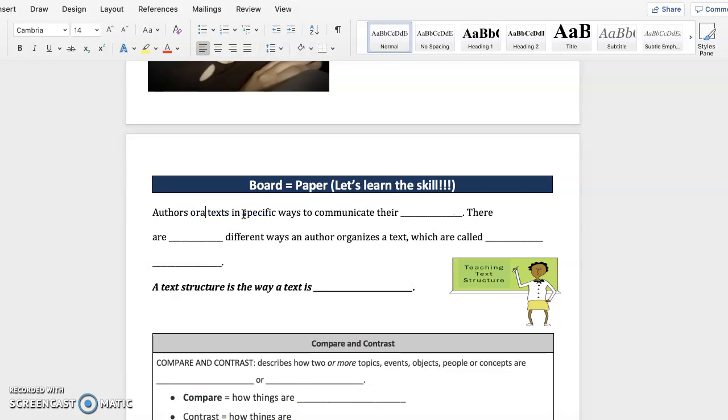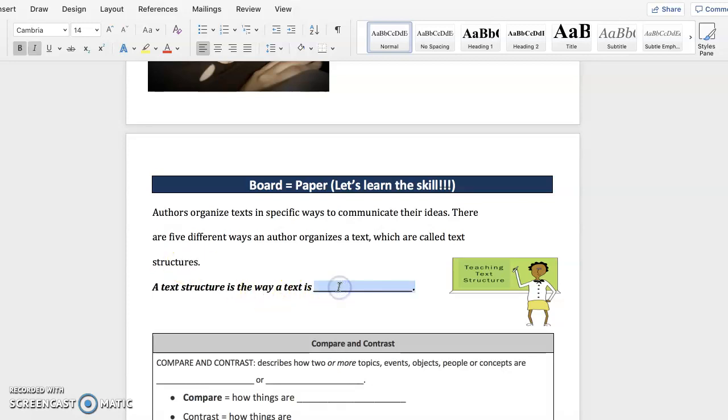So authors organize. Remember, we talked about this way long before. Authors organize their ideas, right? They have specific ways to communicate their ideas. There are 5 different ways an author organizes a text, and these are called text structures. Okay. And so a text structure, of course, is the way a text is organized.